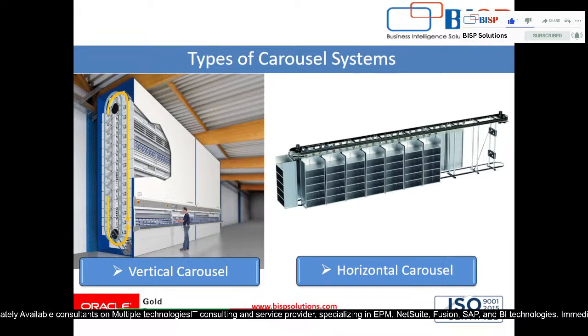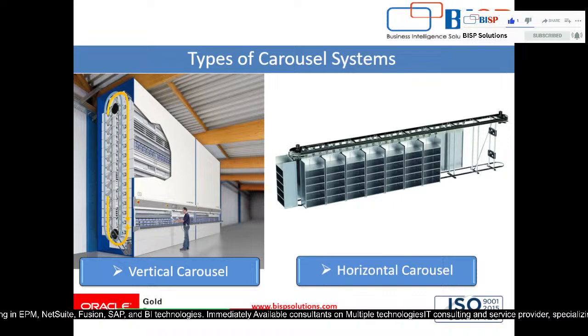Carousels are arranged in groups of two or more units, which becomes a carousel pod, right? So this is a vertical carousel and this is a horizontal carousel, right? This is all about the material handling equipment in the WMS cloud, right?